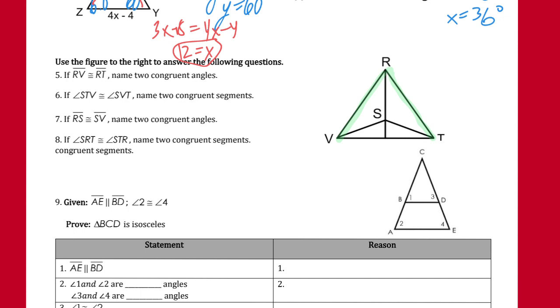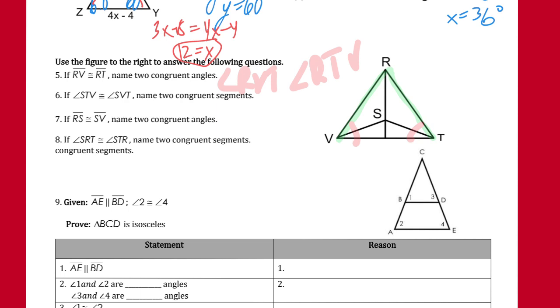It looks like you're looking at the whole big triangle, doesn't it? Well, the opposite angles, the base angles, would be these two angles here. So you would say angle RVT, and then also angle RTV. Okay, so if those two sides are congruent, then those two base angles have to be congruent.